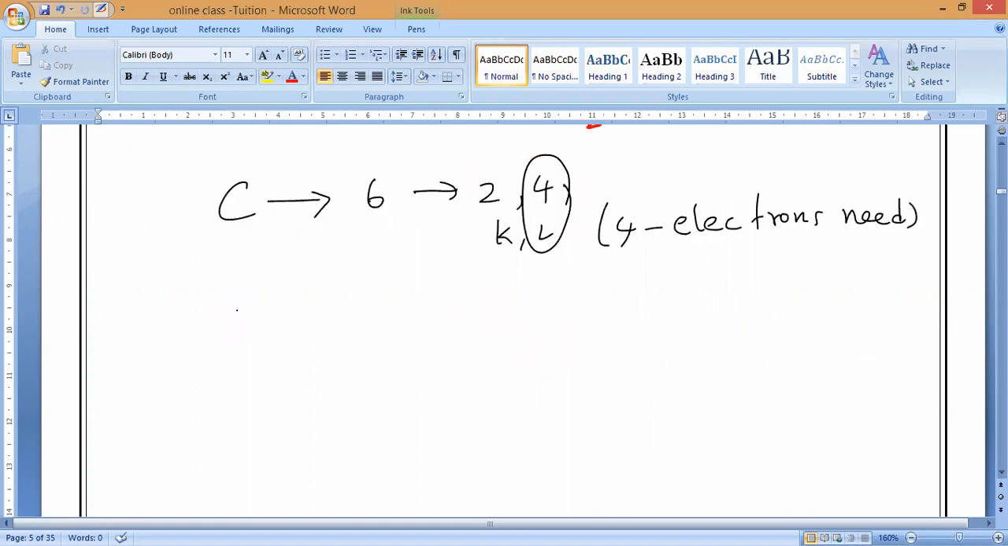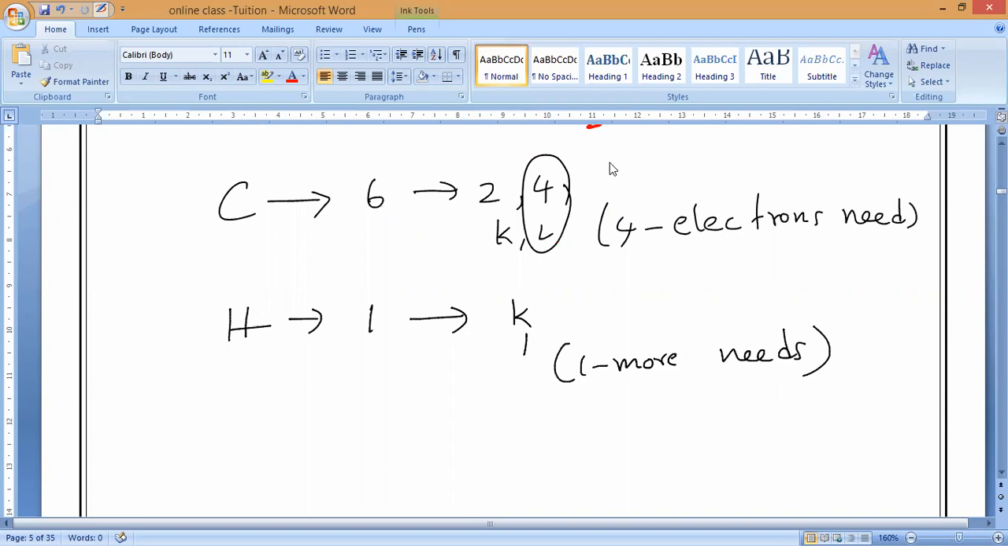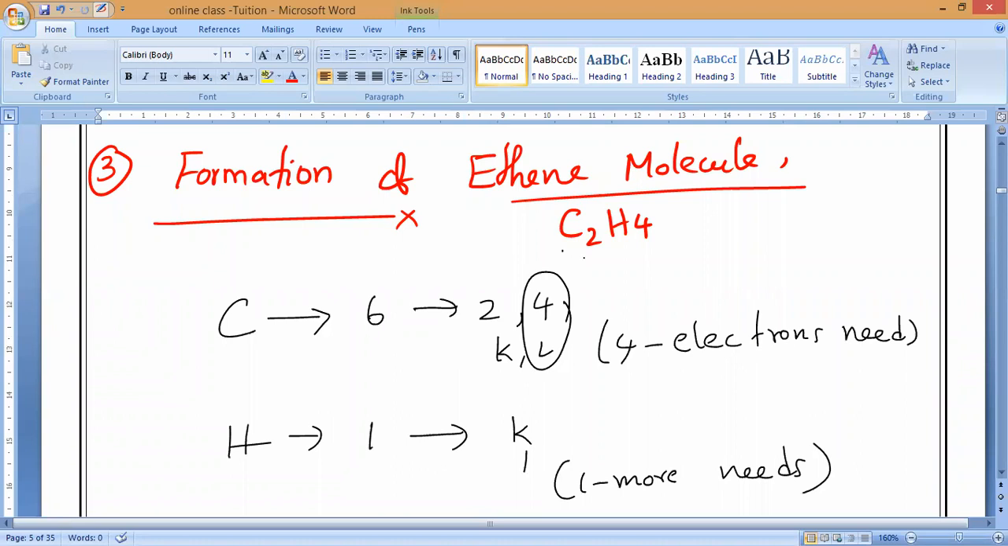Same way, hydrogen, how many? One. Only one more is needed to become stable in nature. Correct? But here I have given the formula. If you don't know the formula for the exam, it is two carbons and four hydrogens.